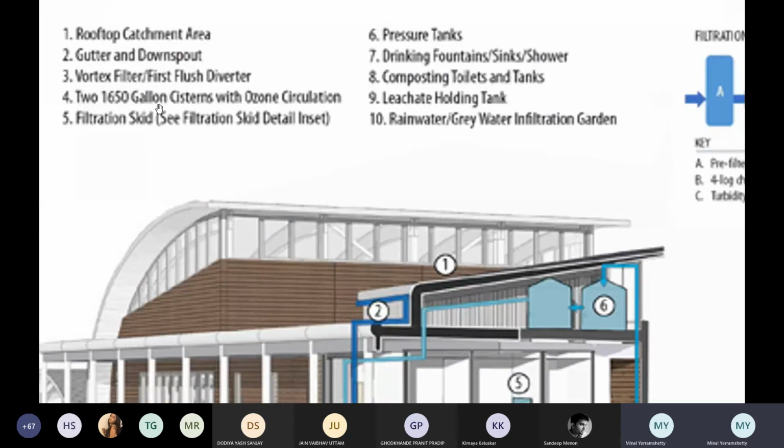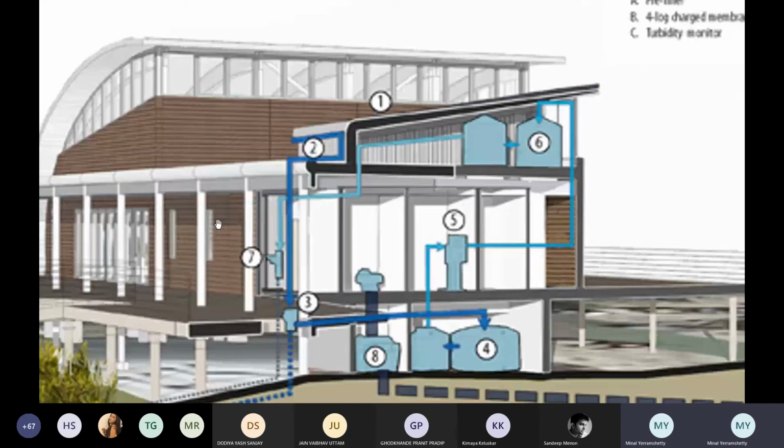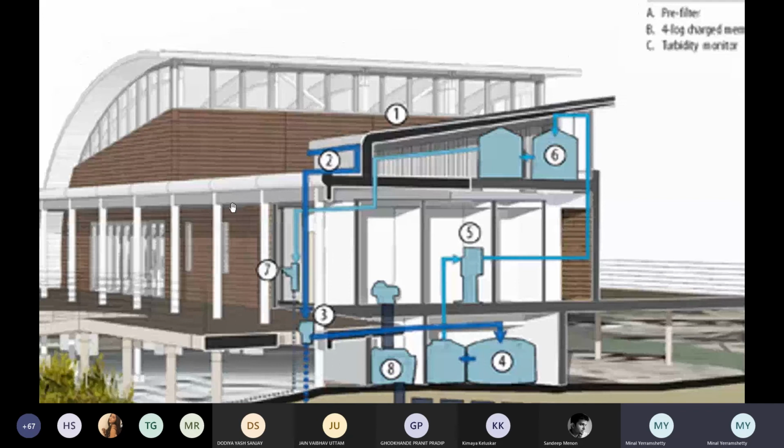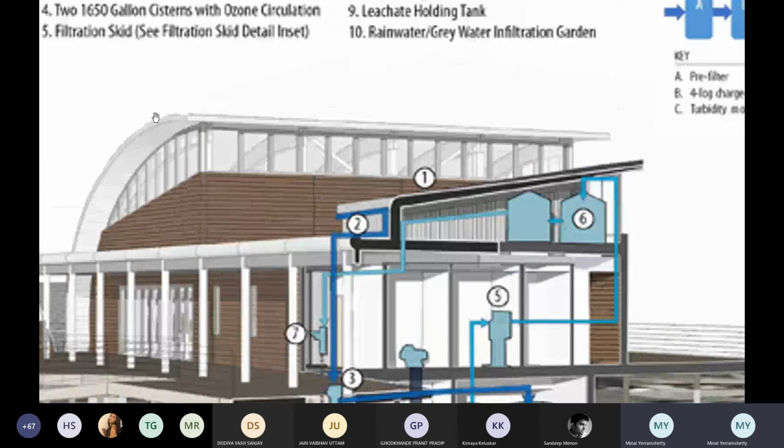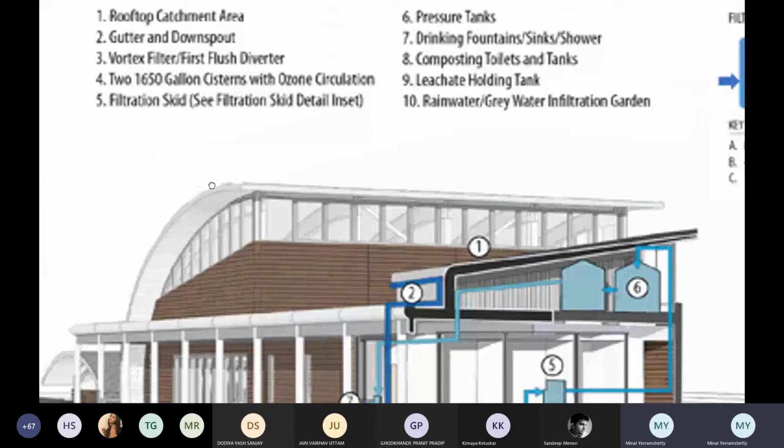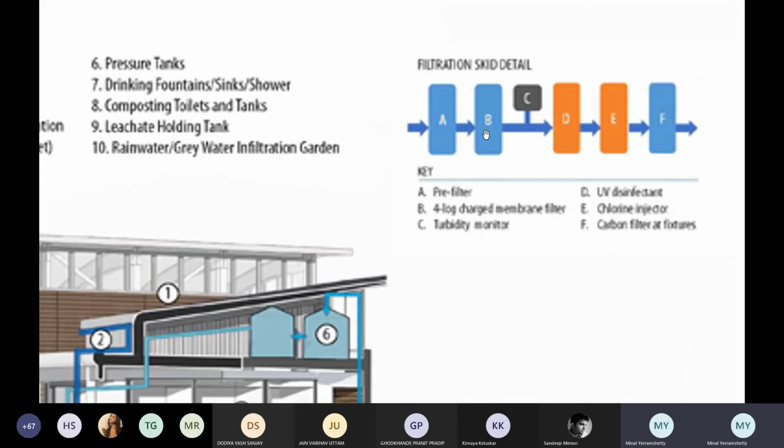Then the fourth one, from there the water will go into a cistern or a tank, which is two 1,650 gallon cisterns with ozone circulation. The ozone means that one can even drink this water. The filtration skid is where they show how the water is filtered. Various layers are there. A pre-filter is there, a 4-log charge of the membrane filter. We talked about those filtration processes, right?